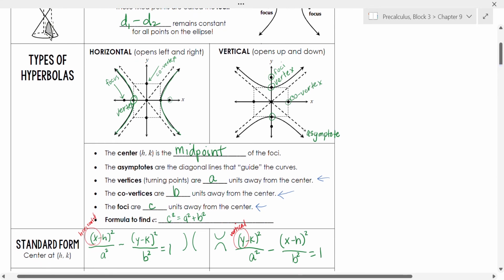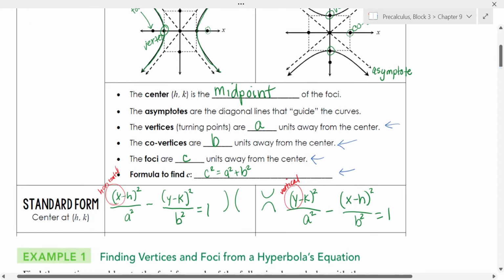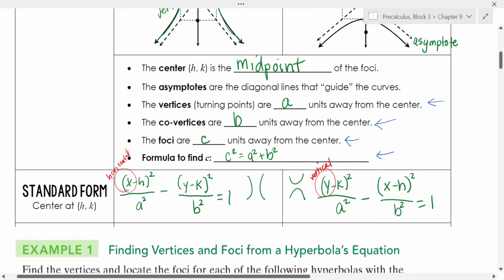The formula to find c is c squared equals a squared plus b squared. And so when you look at the equation of the hyperbola, you determine whether it's going to be horizontal or vertical by looking at the first term. If the first term says x squared over a squared, it's horizontal. If the first term is y squared over a squared, it's going to be vertical.